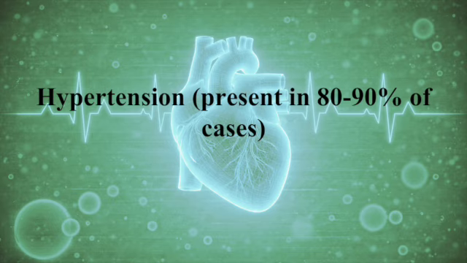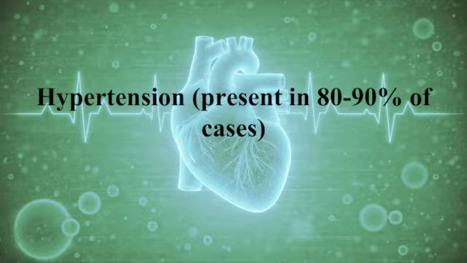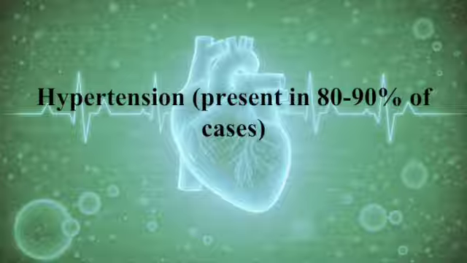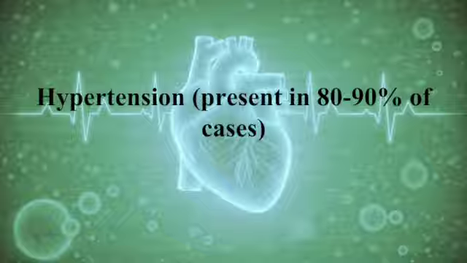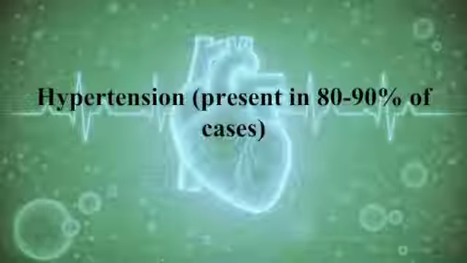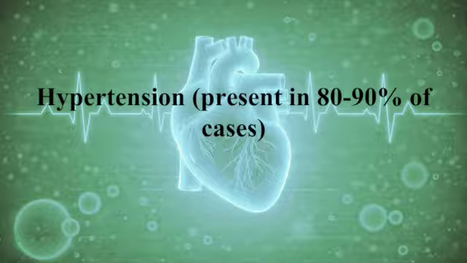Hypertension is the most important risk factor for HFpEF, present in 80 to 90% of cases, and is essential to consider when evaluating patients for this condition. The pathophysiologic link is direct. Chronic hypertension leads to concentric left ventricular hypertrophy, which in turn causes diastolic dysfunction and the development of HFpEF. Given its central role in the disease process, aggressive blood pressure control is a cornerstone of HFpEF management, with a target blood pressure of less than 130 over 80 millimeters of mercury to help prevent disease progression and potentially reverse some of the maladaptive cardiac remodeling.